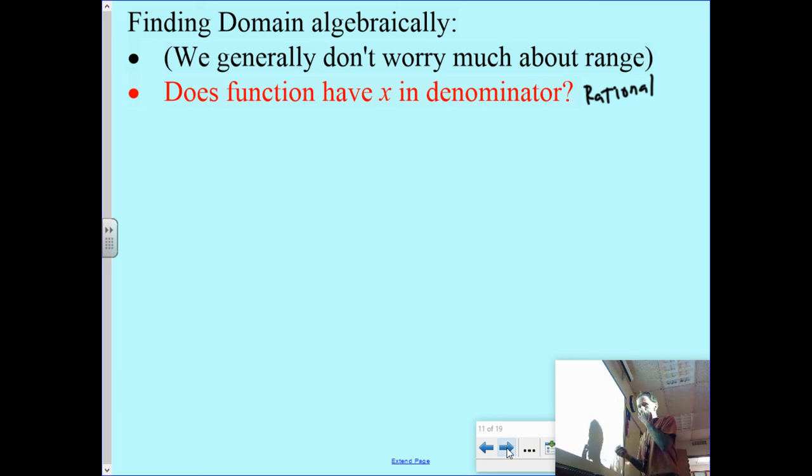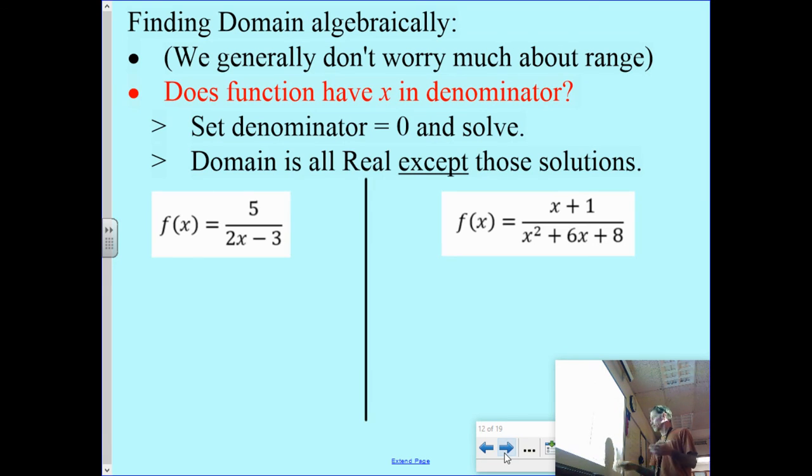And so here's the rule. Remember, if you have a fraction and x in the denominator, from elementary school, what's the only number that you're not allowed to divide by? Well, 0. Not allowed to divide by 0. So that's what you do, right? You set the denominator, whatever it is, equal to 0 and solve it. And the domain is everything else. It just cannot be that one or however many solutions you end up getting.